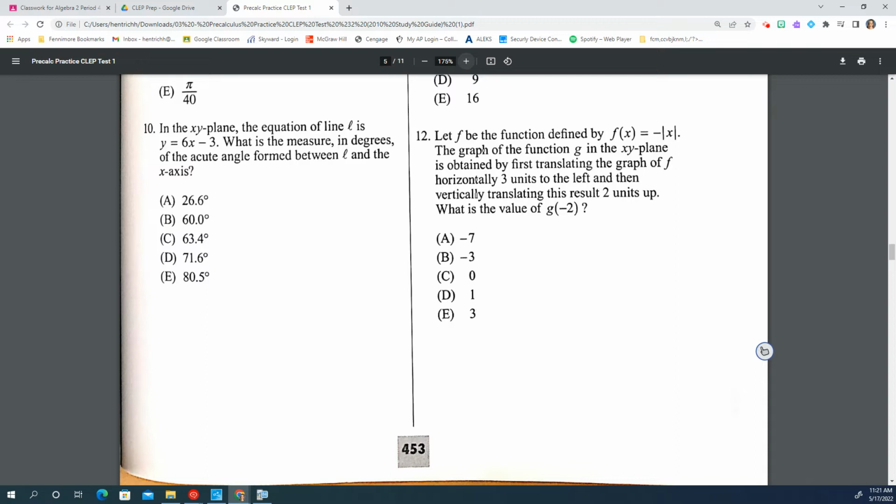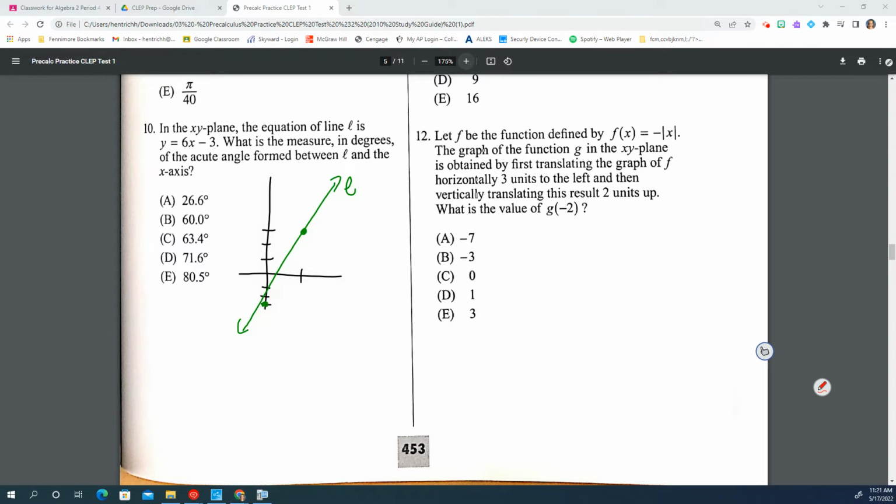All right, so it says in an xy plane, you have this line, okay, slope of 6, y-intercept of -3. What is the measure in degrees of the acute angle formed between that line and the x-axis? So let's draw a little sketch here. All right, y-intercept of -3. Slope of +6. That means I'm going to go up 1, 2, 3, 4, 5, 6 over 1. There's line L.